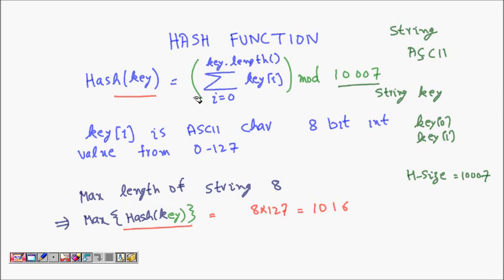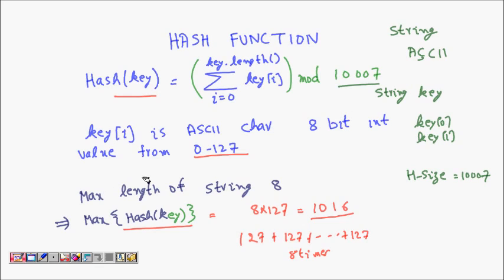So what will happen is, let's say all of them have the ASCII value 127. ASCII value is from 0 to 127. It's an 8-bit int. So all of them have the value 127. Then key 0 plus key 1 plus key 2 plus up to a maximum of 8, which is the length of the string. So 127 plus 127 plus 127, 8 times. In fact, this sum is 1016, which is not that big compared to 10,007.